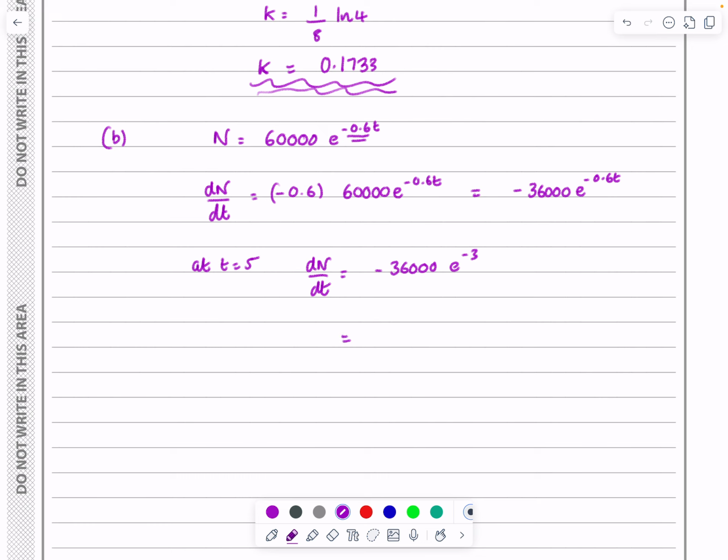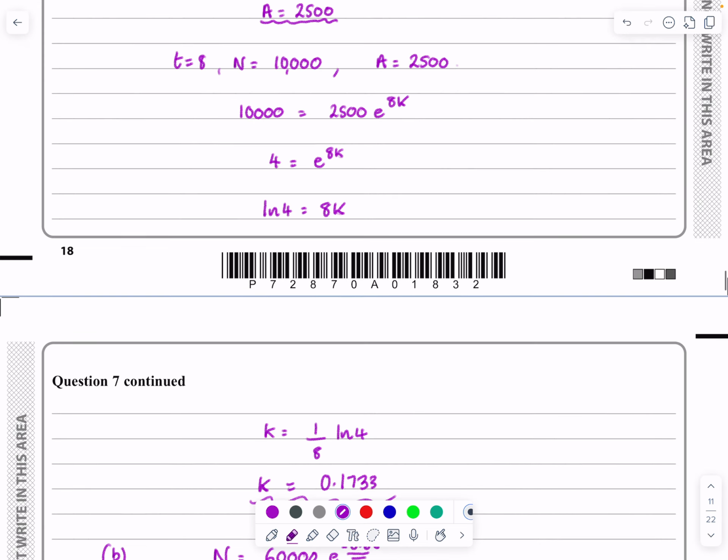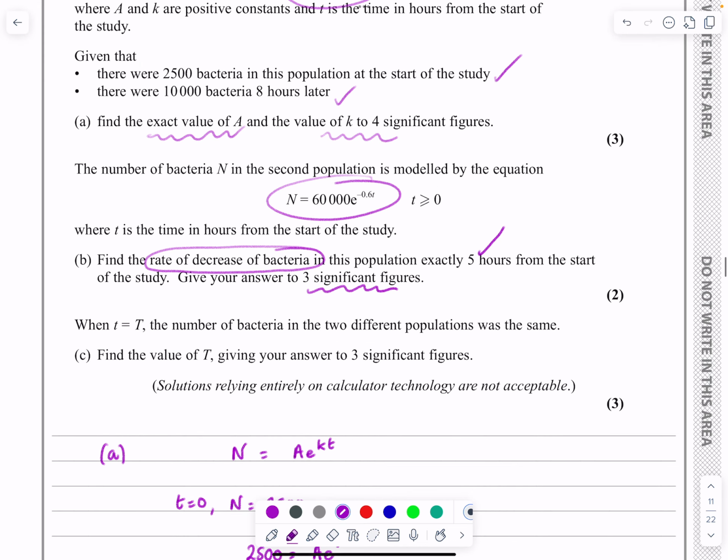I'm used to giving exact value answers, but they don't in this case. This works out to be minus 1792.33. But they actually said, no, can we have that to three significant figures, if we go back and check the question. So, yep, we've done part B.